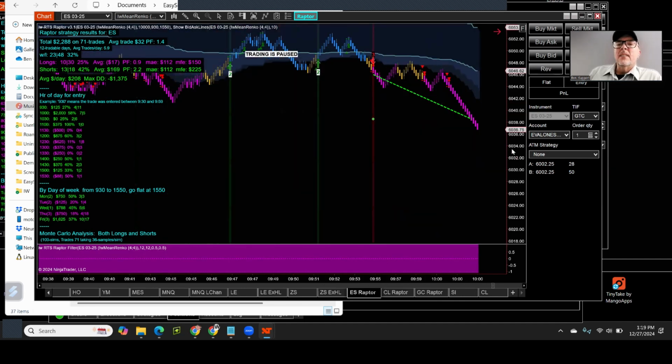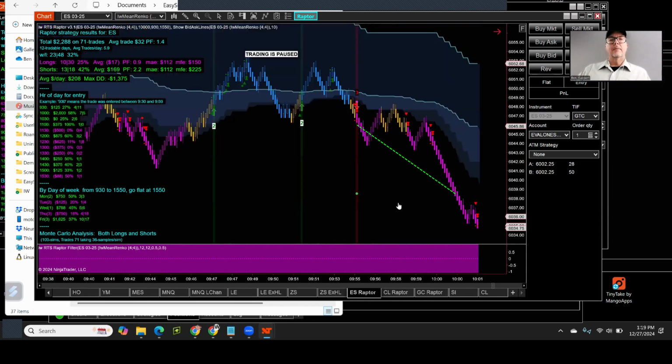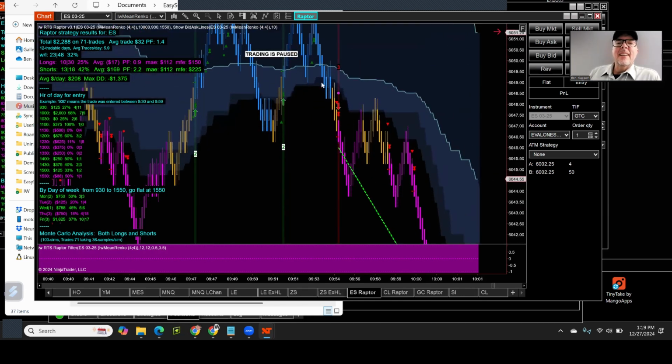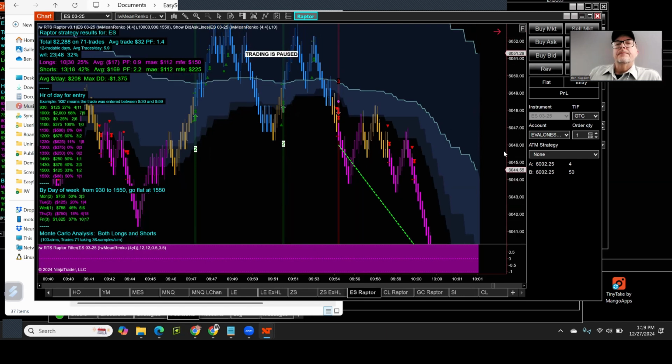The stop loss was not far away. Let me pull it up here. Stop loss, if you can see that, is right here. So we just narrowly escaped the stop loss on that trade. And we did go short.